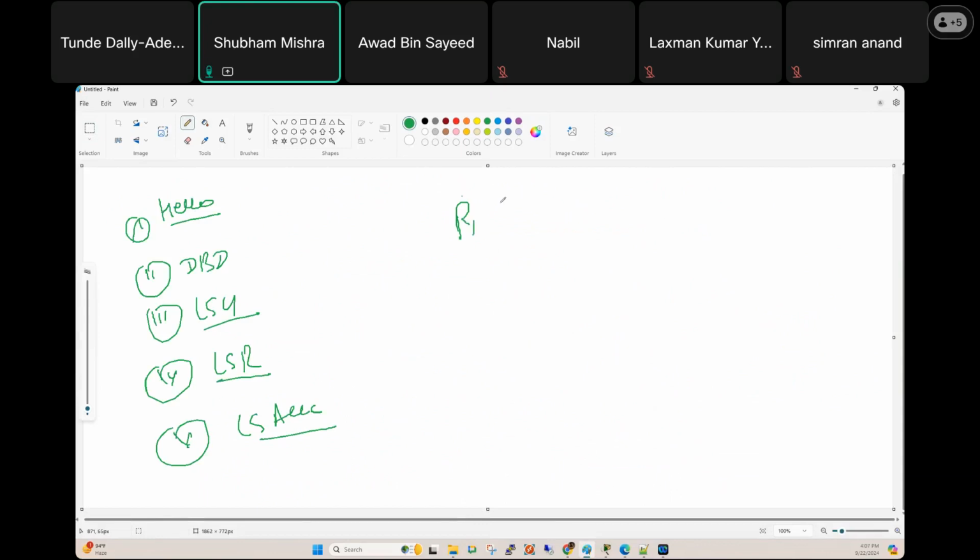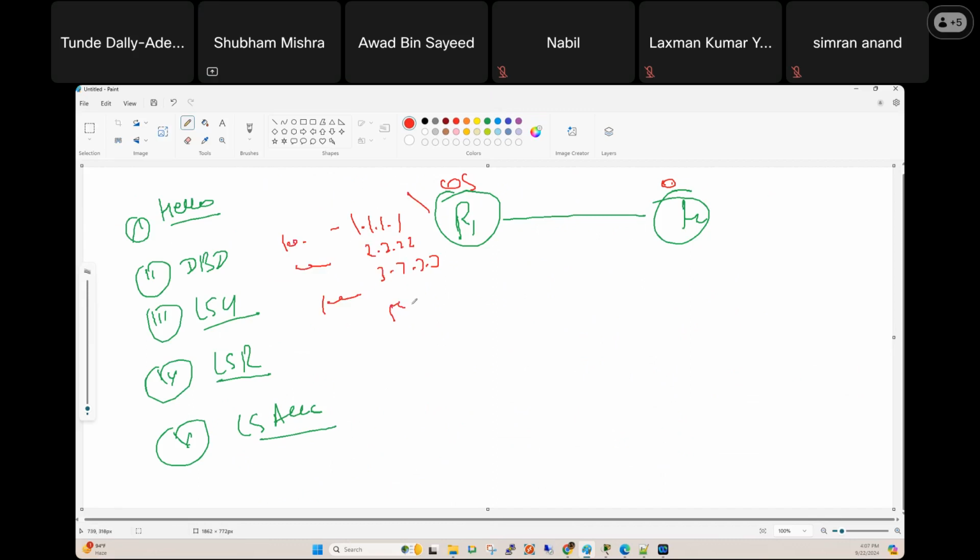This is R1. This is R2. On R1 and R2, you configure OSPF. For example, the database on R1 has 1.1.1.1, 2.2.2.2, 3.3.3.3. Let's suppose these are loopbacks. Here you configure 50.0.0.1 connected on 0/0, and one more, 60.1.0.1 connected on 0/1, and here you configure 10.1 and 10.2.